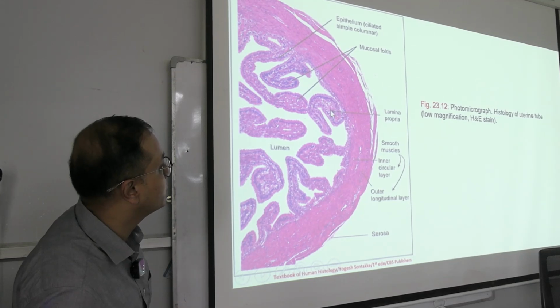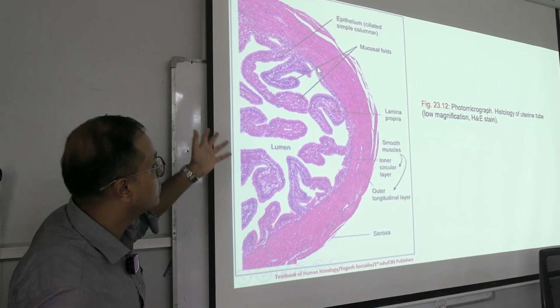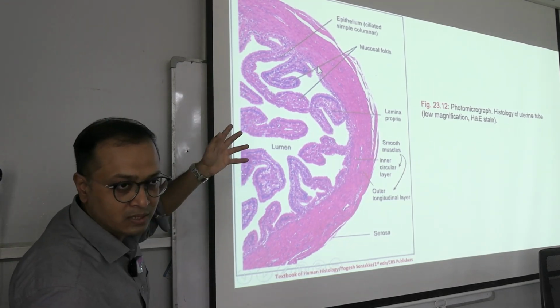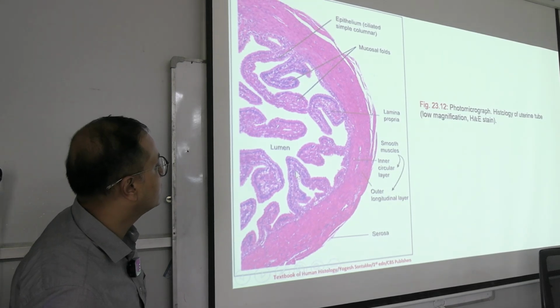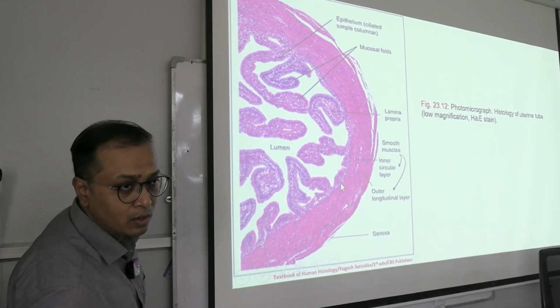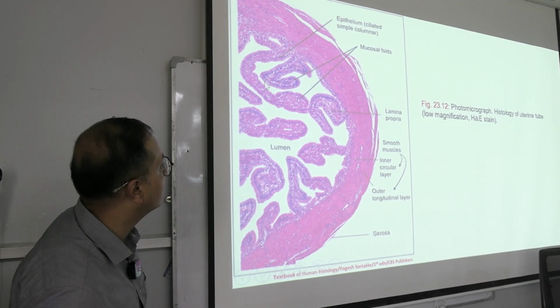So there is nothing present between this mucosa and this muscle layer. The submucosa, where you used to see the glands, blood vessels, etc. in the GI system, is absent here. And these finger-like projections are called longitudinal mucosal folds, which project towards the lumen. Now, what is the function of this?